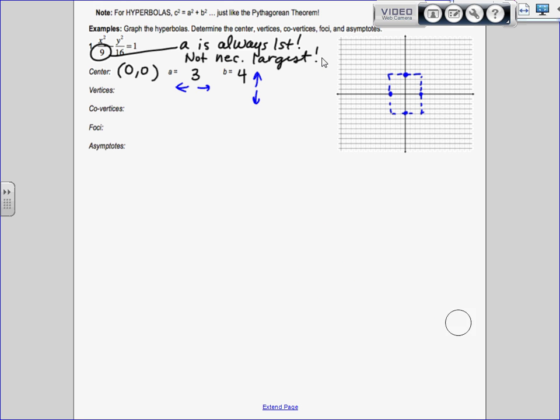Now the whole point of having the box is it draws in what we call asymptotes. So I'm going to connect from one corner through the center to the other corner. From one corner through the center to the other corner. These are always hard to draw. Sometimes people get the center, but then they totally miss the other corner. You might need a ruler when you do your homework.